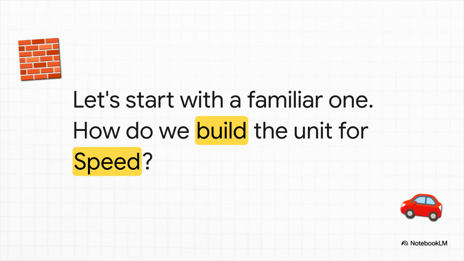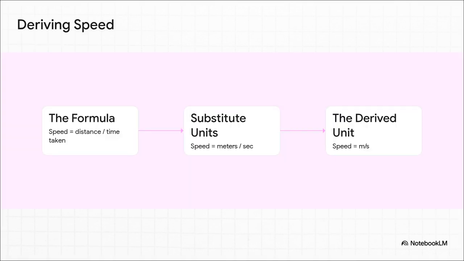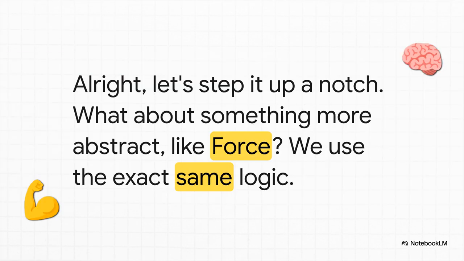So let's build our very first word. And we'll start with something we all know, speed. There's no single fundamental unit for speed, right? So we have to build it ourselves. And check out how simple this is. We just start with the formula we all learned in school. Speed is distance divided by time. Then we just swap in the fundamental units. The unit for distance, that's meters. The unit for time, seconds. And there you have it. The derived unit for speed is meters per second. Easy, right?